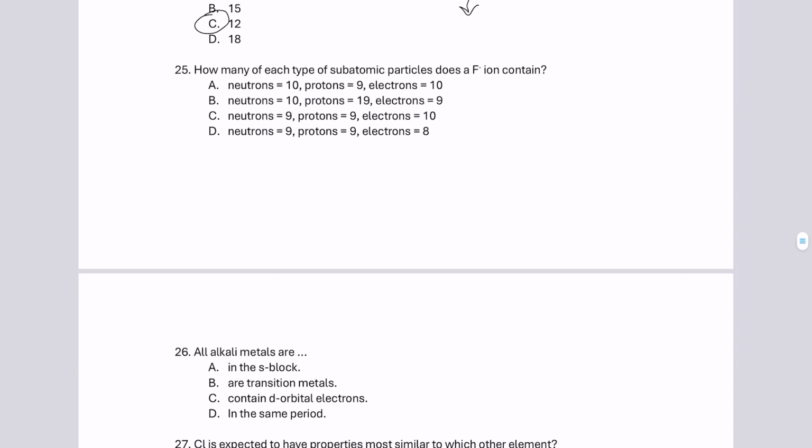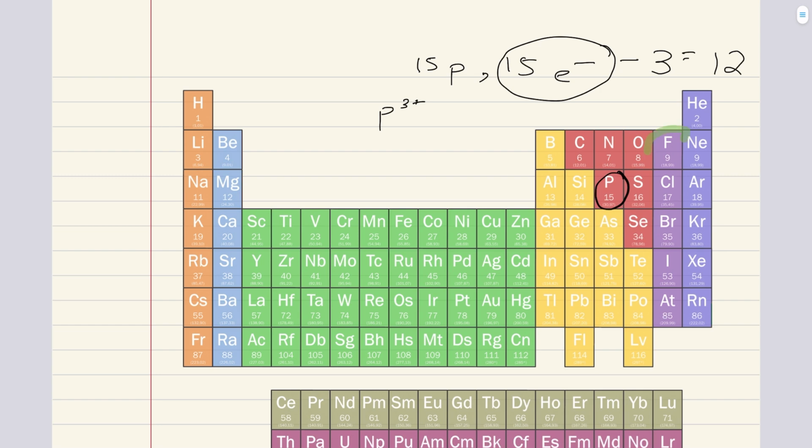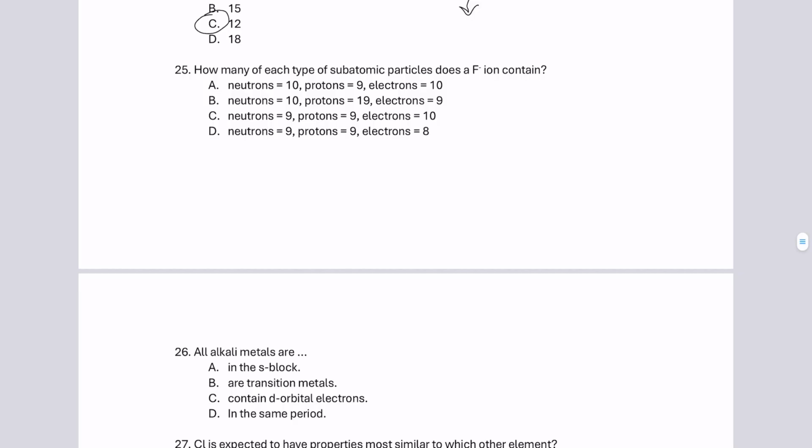Problem 25 says, how many of each type of subatomic particles does an F- ion contain? So it wants us to figure out how many protons, neutrons, and electrons a fluoride ion has. To determine that, we need to start with neutral fluorine. Going back to our periodic table, fluorine is right here. It has an atomic number of 9, which means it has 9 protons. For a neutral fluorine, it also means that it has 9 electrons.